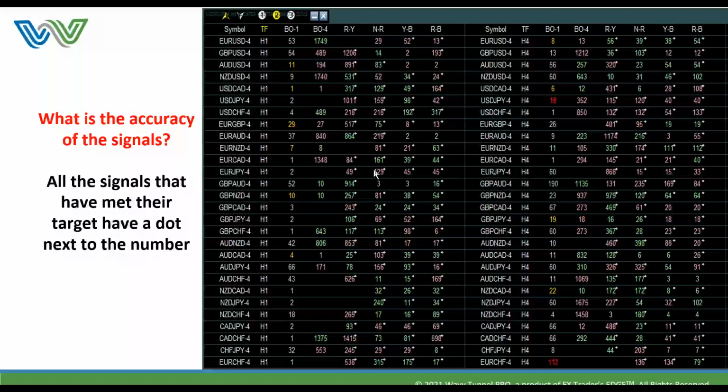But where do we see these trades? It's not like we have to keep all of these charts open. We've created a dashboard. And what is the accuracy of the signals? All the signals that have met their target have a dot next to the number.